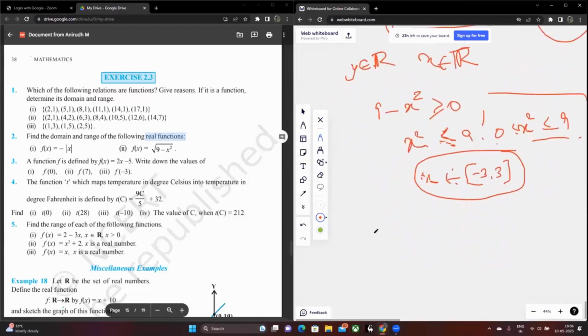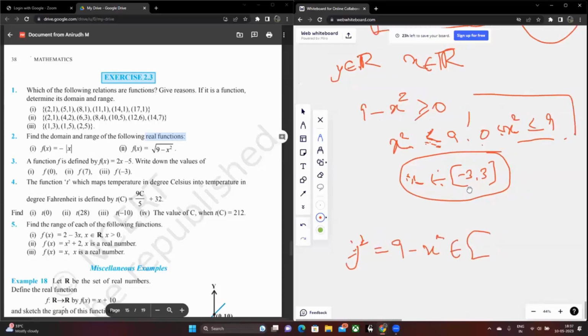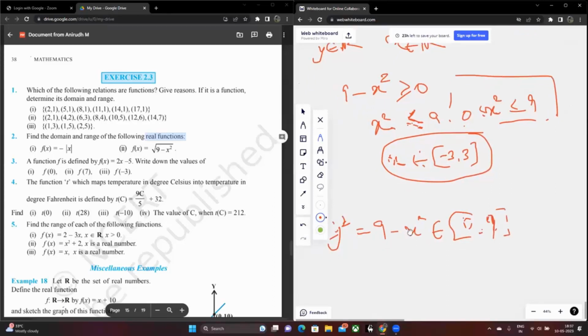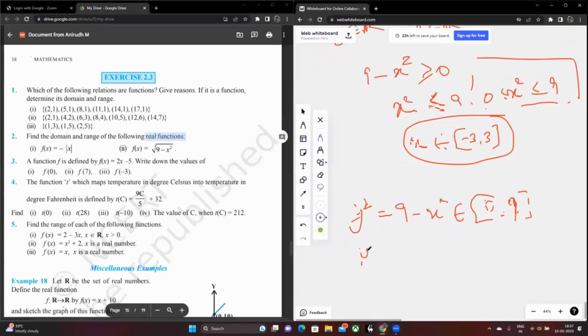And so for y, it's not for y. I'll first say for y squared. For y squared, this is equal to 9 minus x squared. You basically have the bounds. Again, it's 9 minus something that lies between 0 and 9, so it basically lies between 0 and 9 again. But y itself is a positive root of 9 minus x squared.